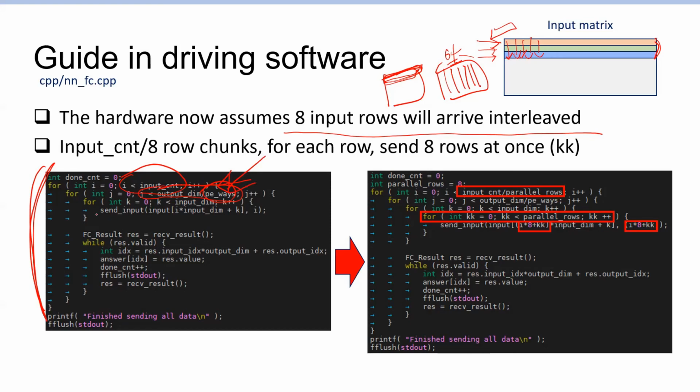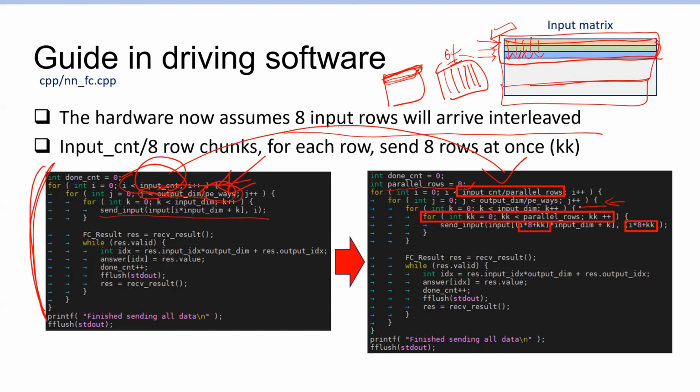And for each row, we were sending the entirety of the input DIN. But instead of that, we're now going to send 8 row chunks, and then 8 row chunks, and then 8 row chunks in an interleaved fashion. So this is going to change from simply looping over the input count to input count divided by parallel rows, and the parallel rows is 8 in this example. This doesn't change. But we add another for loop inside, which sends data in an interleaved fashion.